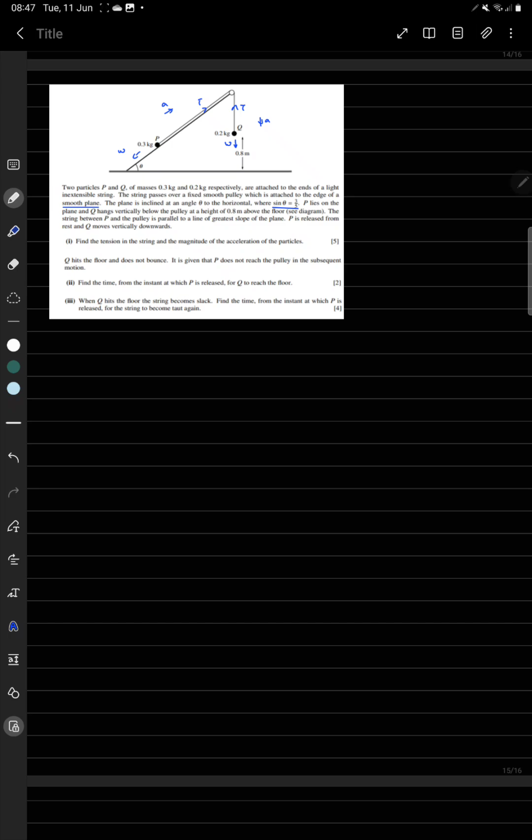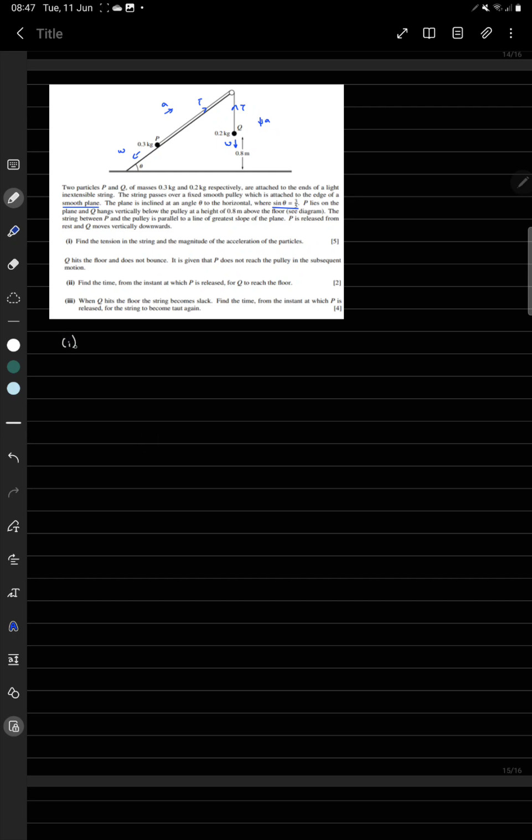I've also underlined some of the important info such as the angle, where sine theta is equal to 3 over 5, and whether the plane is going to be smooth or rough. It looks like it's smooth, so definitely friction does not play a role here. Okay, so now let's move on to part 1.